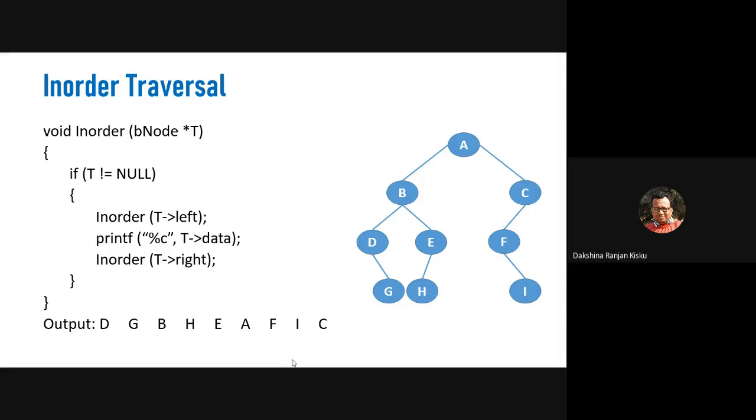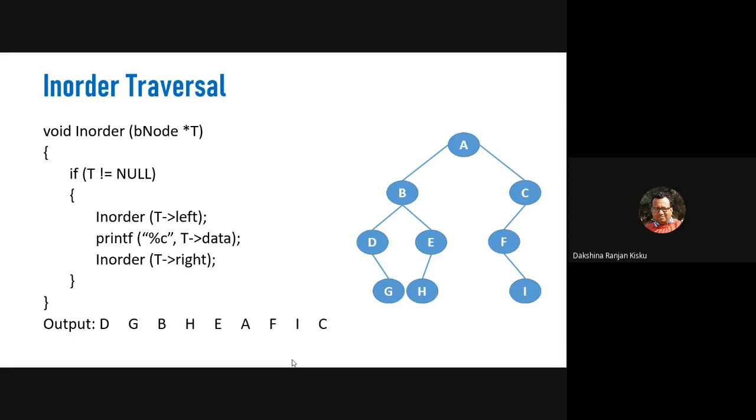Here D is the root node of this subtree, and then G will be visited. So here we follow the depth first strategy. In the depth first strategy, we first go to the left subtree, that means we first go to the depth of the left subtree, then we visit the root node and so on. So first D will be visited, then G will be visited. The subtree which is rooted at D is the left subtree of node B.